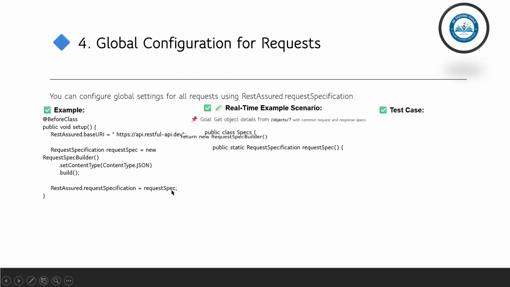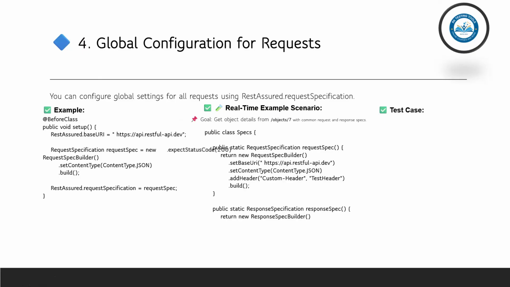And how do we use this in the spec? We have another separate class that is called the spec class. In the spec class, we are going to define a new method called requestSpec, which returns a new RequestSpecBuilder, and this dot setBaseURI, and this is the endpoint URL. Dot setContentType ContentType.JSON, add headers, custom header, and test header. You can use it like this.